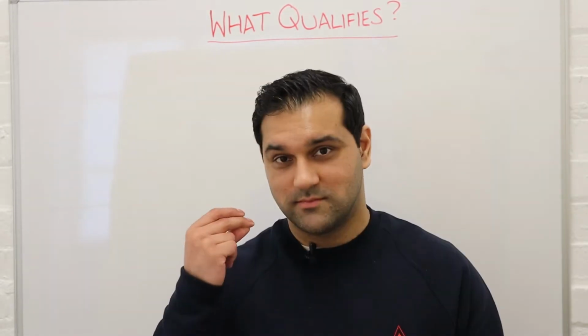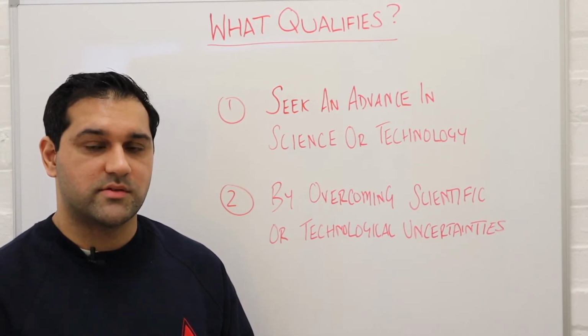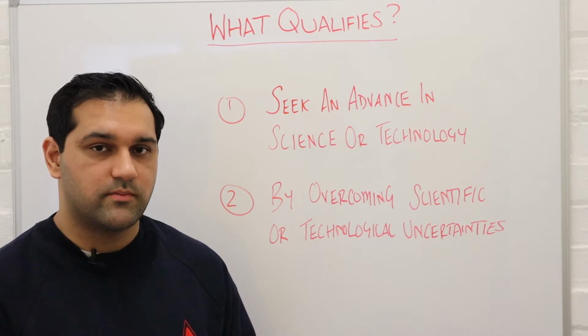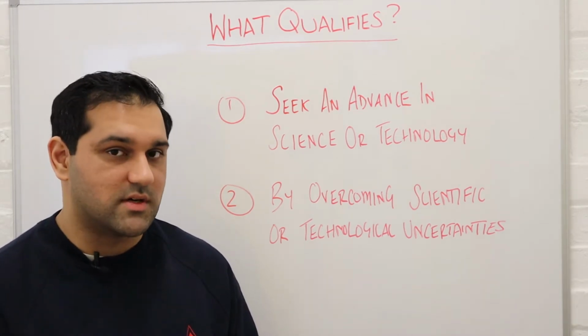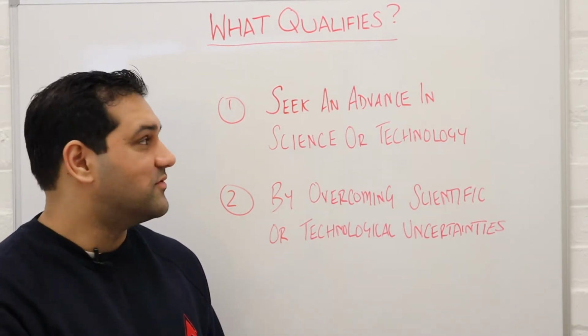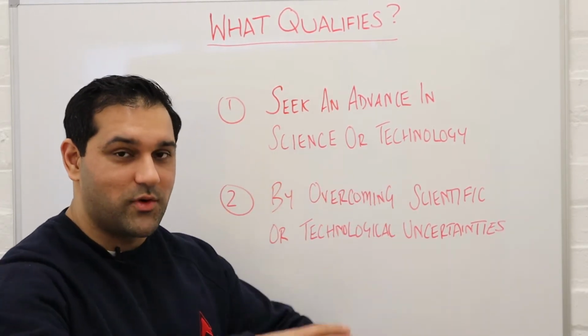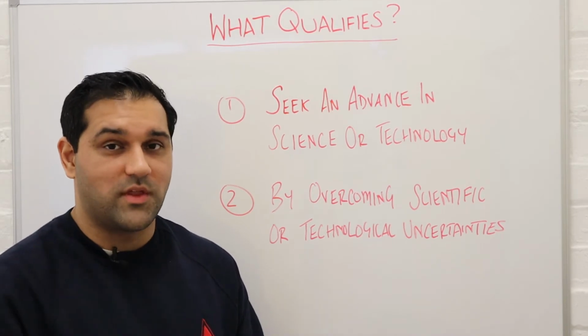Let's go. So I've broken down the definition into two parts for the time being. So the project has to seek an advance in science or technology. The second part is this is done by overcoming technological or scientific uncertainties. So now we're going to delve deeper into some of these words to expand on the definition so you guys understand what the definition is.